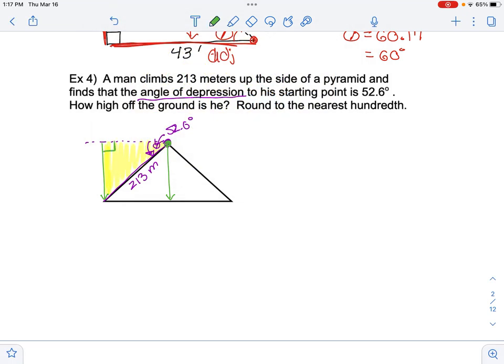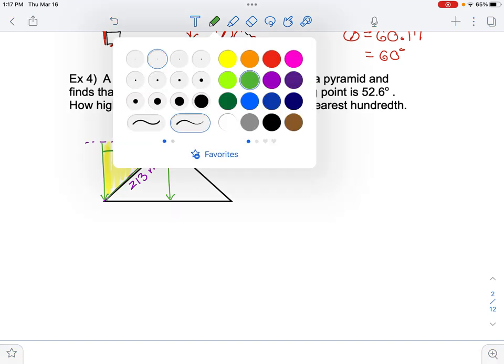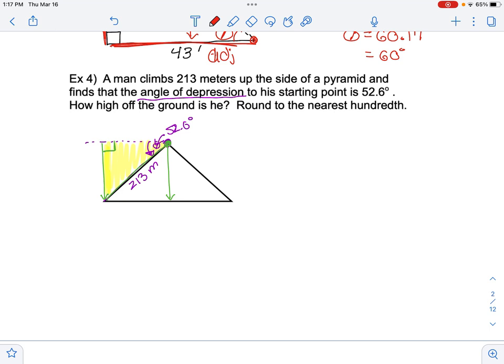This is my right angle. I know this side, and I know the 52.6 degree angle. So starting with this angle, I need to find the height. This is the side I'm looking for, and you'll notice that this side is opposite the angle. I'm also going to use the side I was given, which is the hypotenuse of the triangle.